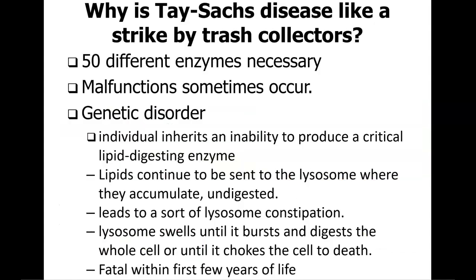So why is Tay-Sachs disease like a strike by trash collectors? It's going to occur as a genetic mutation with 50 different enzymes that are necessary. So malfunctions sometimes occur in these. And like we said, it's a genetic disorder. So individuals inherit an inability to produce critical lipid digesting enzymes, so they can't digest fats. Lipids continue to be sent to the lysosome where they accumulate and are not digested. This is going to lead to a sort of lysosome constipation, so it starts to fill up with all of these fats, but it's not able to break them down.